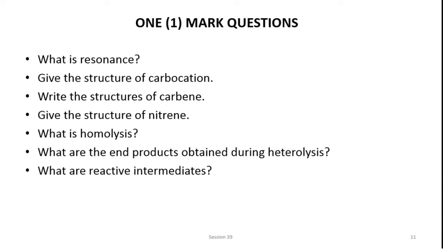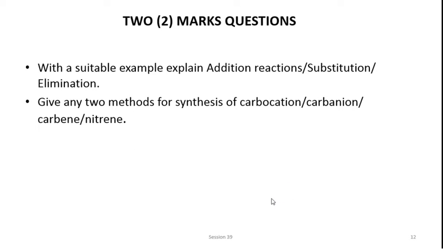What are reactive intermediates? Reactive intermediates are short-lived species which are formed during a reaction. So they may be either carbenes, nitrenes, free radicals, anything.